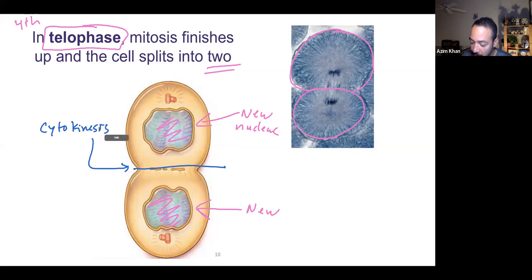The term for this pinching in the middle to separate the cells is cytokinesis. It literally means cell movement. Kinesis means movement. If you study kinesiology, you study movement. The cells are moving apart, cytokinesis. Cytokinesis is an event that happens during telophase.